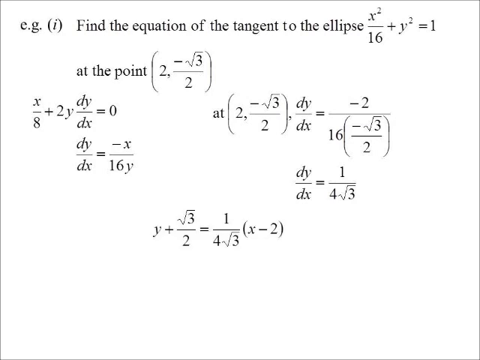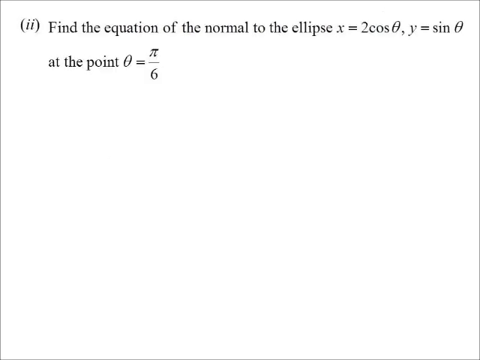Point slope formula. Oh, looks a bit ugly like that. Let's multiply everything by 4 root 3. I've put it in general form, so x minus 4 root 3 y minus 8 is equal to 0. I suppose I could have done it another way. If I remembered, I could say, oh, well, I know the equation of the tangent will be x x1 on 16 plus y y1 is equal to 1. Remember, it mimics the equation itself, and then just substitute in 2, minus root 3 on 2 for x1, y1. And that would work.